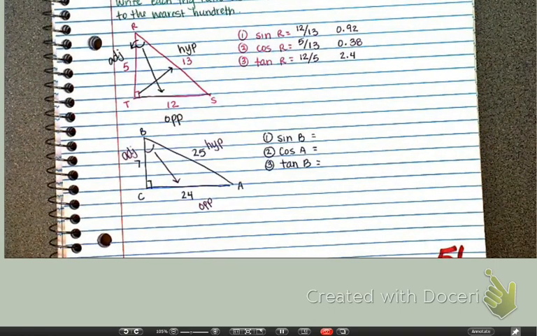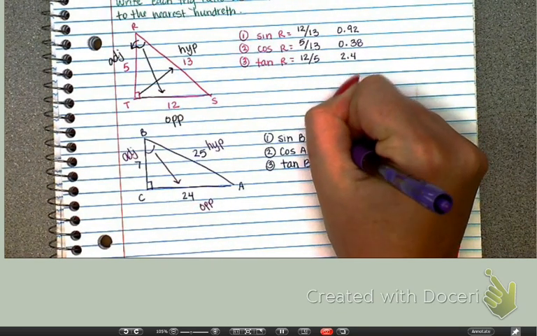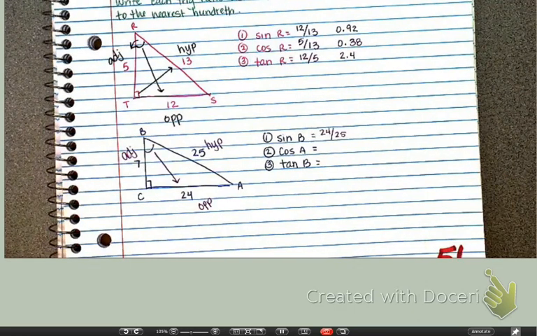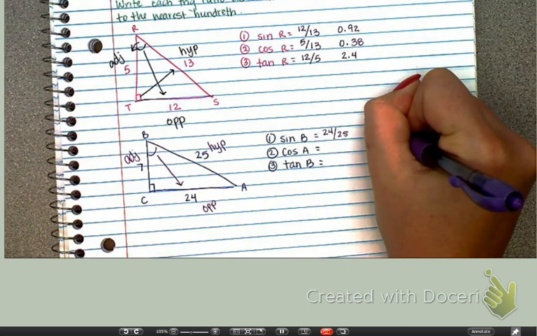Okay, so I'm going to stop there and I'm going to fill in what I can. So sine of B. Sine is opposite over hypotenuse. So my opposite is 24. My hypotenuse is 25. I cannot reduce that. So when I plug it into a calculator, I get 0.96.